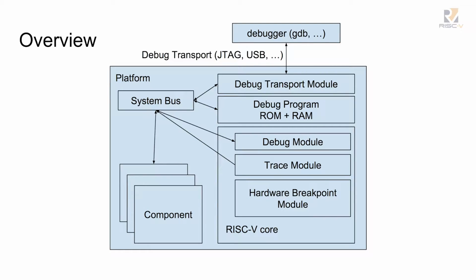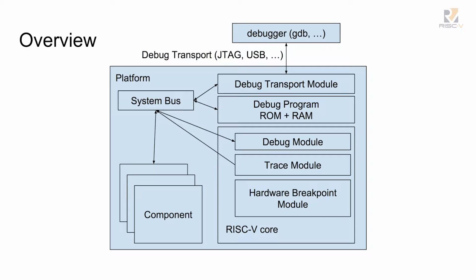So this is an overview of the system. Going clockwise, there's the debugger, probably GDB, running on some PC. It talks over a debug transport to the debug transport module, which, as I said, is currently JTAG. The debug transport module gives the debugger access to the system bus. On the system bus, we have a debug program memory section, which is used for halting and debugging RISC-V cores.